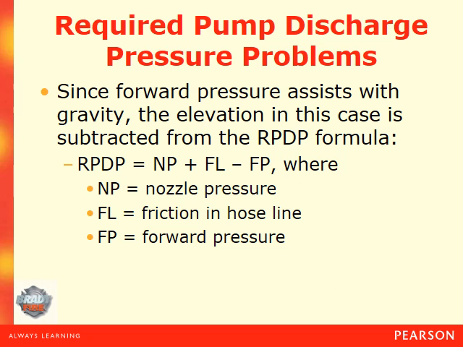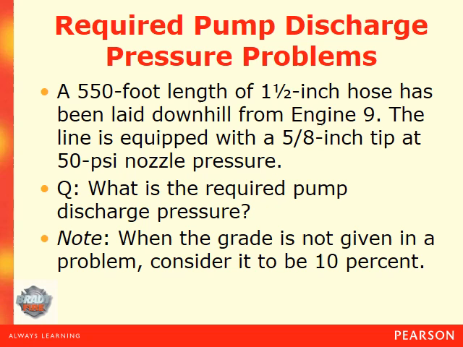Since forward pressure assists with gravity, the elevation in this case is subtracted from the required pump discharge pressure formula. So here's our problem. We have 550 feet of 1.5 inch hose that has been laid downhill from Engine 9. The line is equipped with a 5/8 inch tip at 50 psi nozzle pressure. What is the required pump discharge pressure? Note the grade is not given in our problem, so consider it to be a 10% grade.